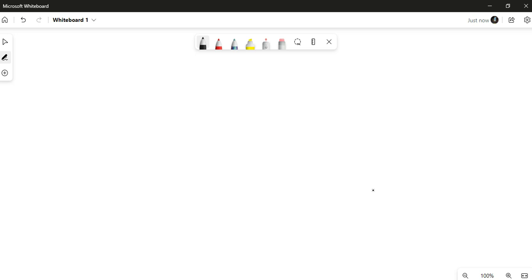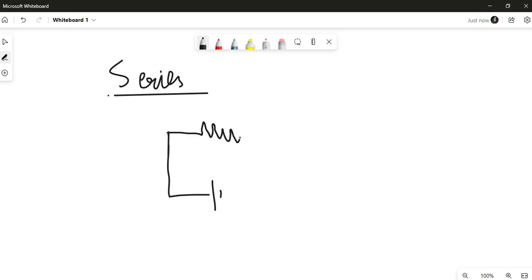Let us start with the two primary ones, which are series and parallel. First of all, let's discuss series. Assume that we take two resistors for simplifying the case. Let's take a circuit with a battery and two resistors, one and two, like this. Now let's assume that the voltage offered by this battery is V.